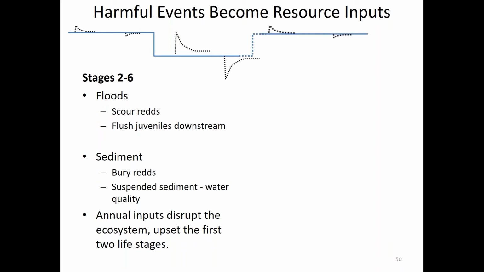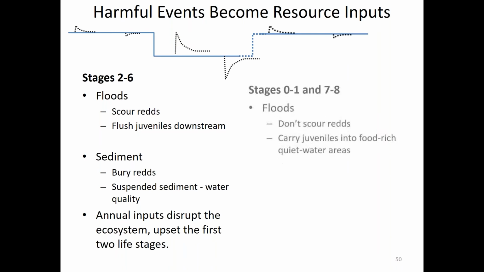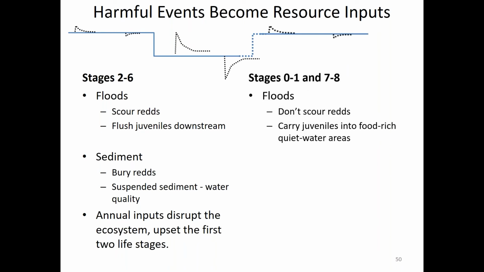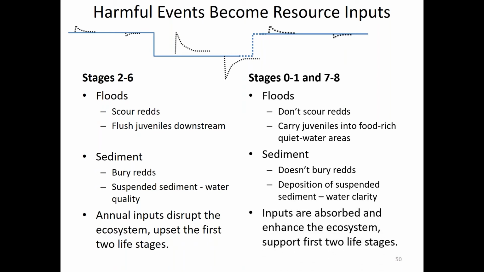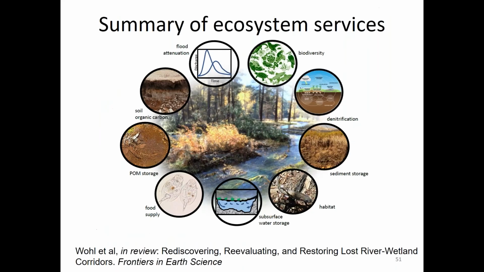Compared to stage 0, the state change idea, the highly floodplain connected stages 0, 1, 7, and 8 don't scour redds because there isn't focused energy in a concentrated channel. Floods do carry juveniles onto food-rich, quiet water areas. Sediment doesn't bury redds, and deposition of suspended sediment improves water clarity downstream. And the inputs are absorbed and enhance the ecosystem that supports the first two life stages.